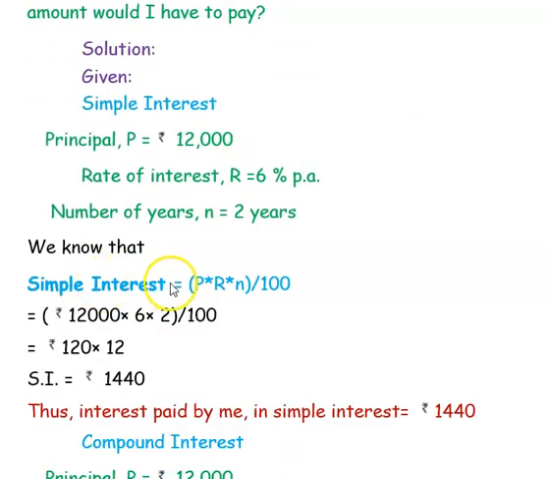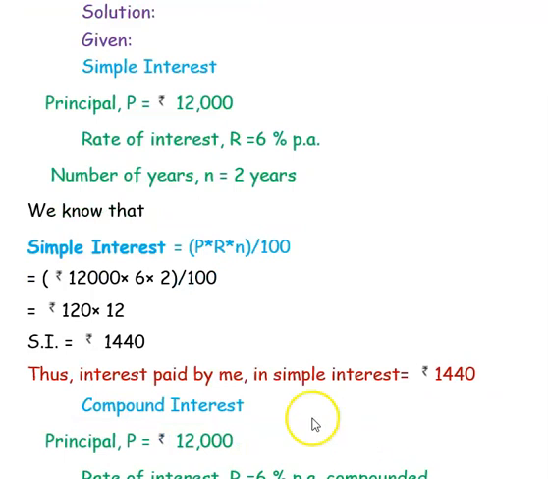We know that the simple interest formula is P into R into N divided by 100, that is principal into rate of interest into number of years divided by 100. We know all three things, so we can directly substitute in the formula: 12,000 into 6 into 2 divided by 100. If you simplify this, you will get 120 into 12, that is rupees 1,440. So, this is the interest paid by me in simple interest, rupees 1,440.